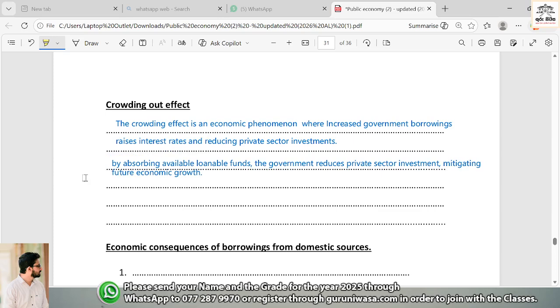So the simple idea is that the crowding out effect is not good for future economic growth at all. It restricts or limits future economic growth. Economic growth means an increase in real GDP. If real GDP is low, the income earned by economic units is low. Then finally the entire economy will end up with poverty and lack of money.